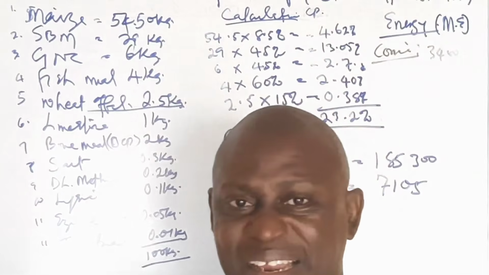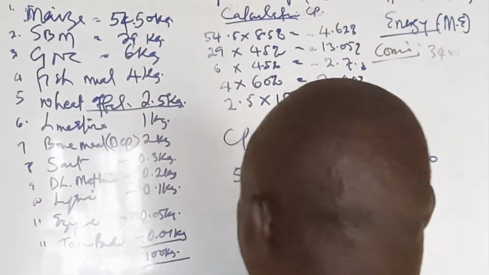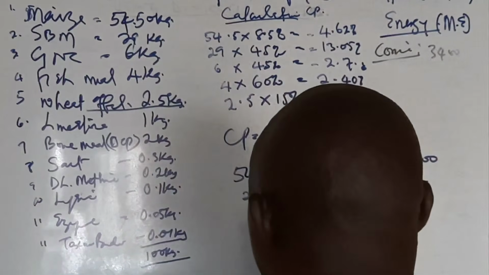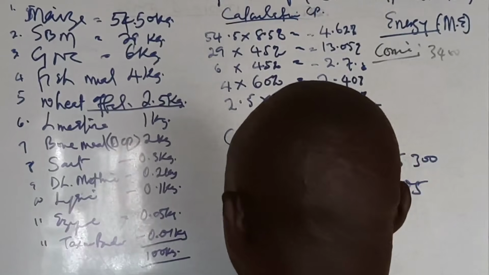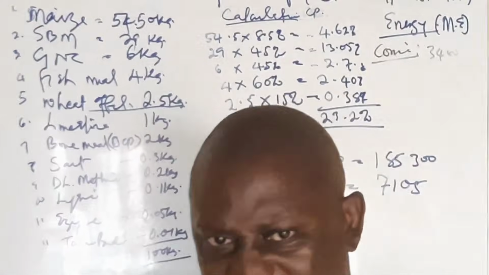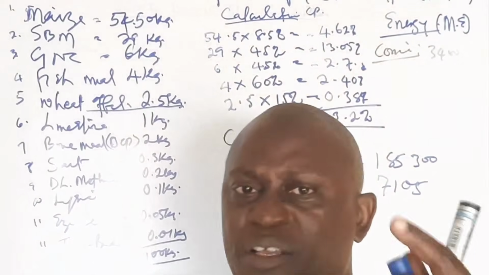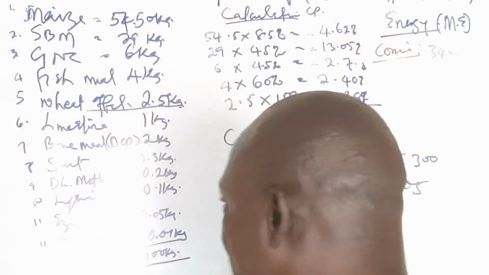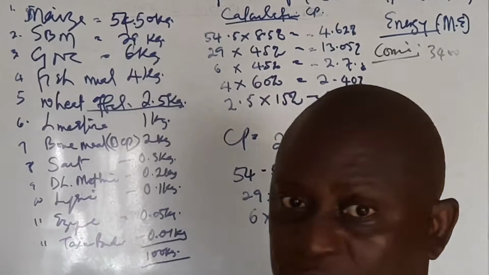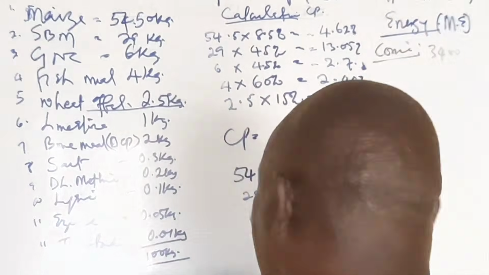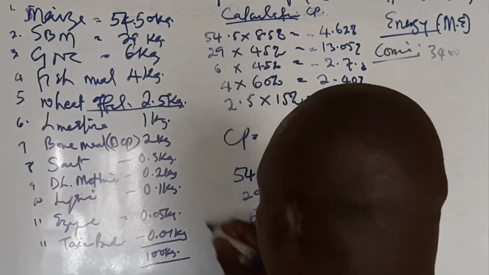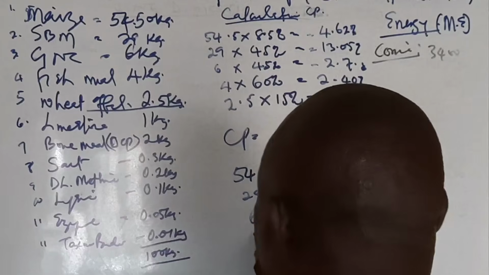The next one is groundnut cake meal, GNC. GNC is 6 kg. 6 kg times what is the natural energy content of groundnut cake? That's 2,500. If you multiply it, it's going to give us about 15,000. That's what it means.